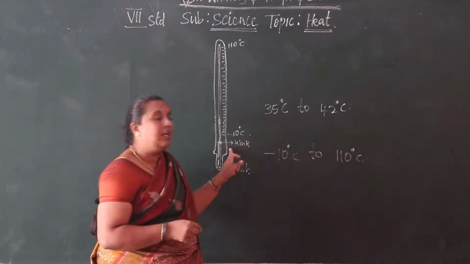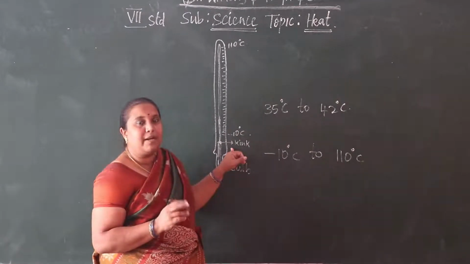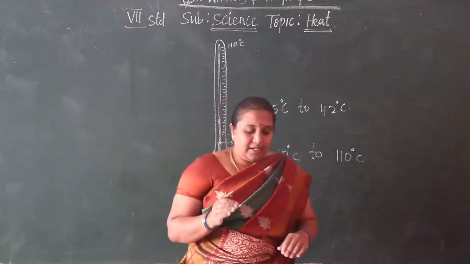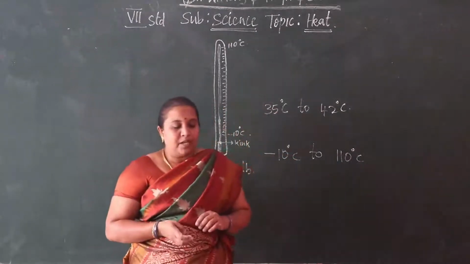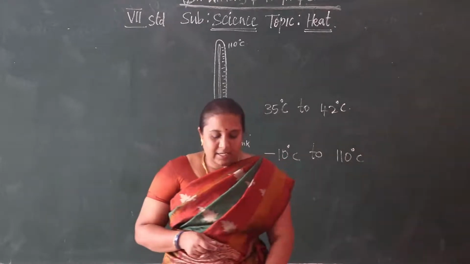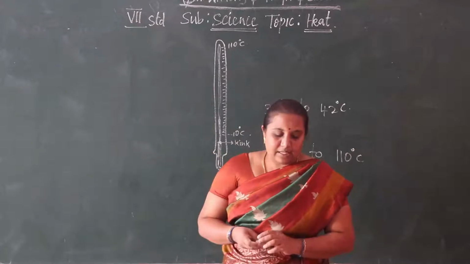While we are measuring the temperature using this laboratory thermometer, we can take the level of the mercury along the line of sight. Here also we take it along the line of sight.